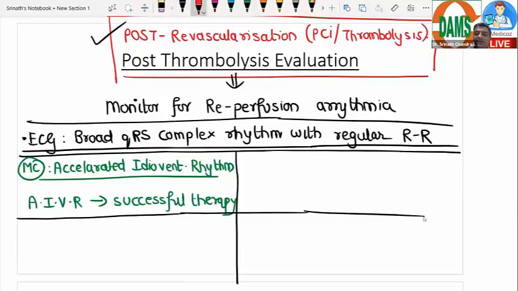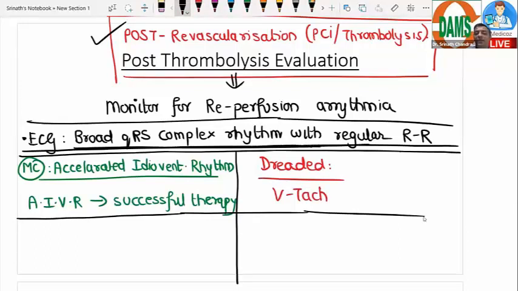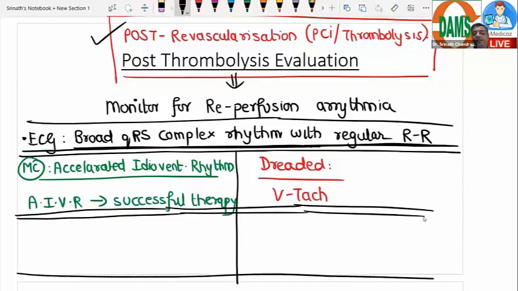But we have studied the most dreaded one, the cause of death, ventricular tachycardia. Both of them are of ventricular origin. That is why both are broad QRS complex with regular RR. So to end the day, I want you to tell me, what is the only difference between these two reperfusion arrhythmias? Both of them are ventricular. One is very good, one is very bad. What is the only difference?